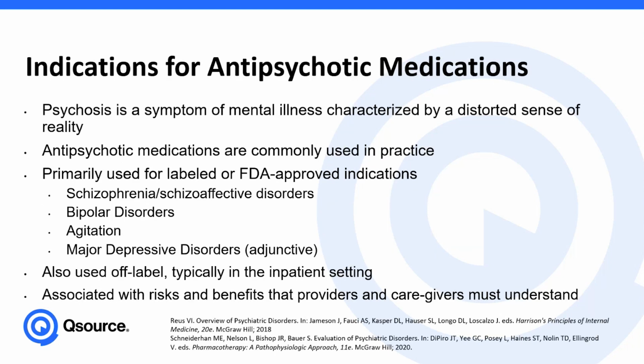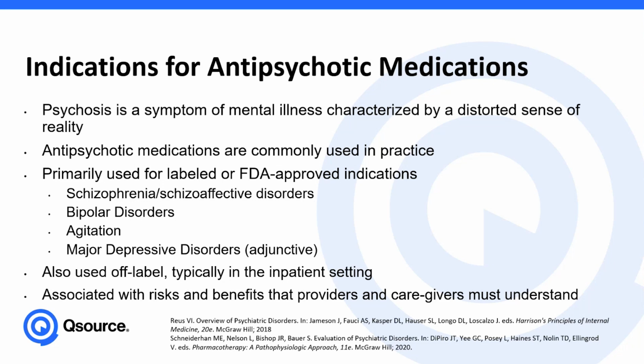So it's important to note that antipsychotic medications are indicated for psychosis. Psychosis is a symptom of mental illness characterized by a distorted sense of reality. They're commonly used in practice, and when we think about on-label and off-label use, we're talking about FDA-approved indications. The main FDA-approved indications for antipsychotic use are schizophrenia and schizoaffective disorders, bipolar disorders, and agitation, but mostly acute agitation. Some of the medications are approved by the FDA for major depressive disorders.